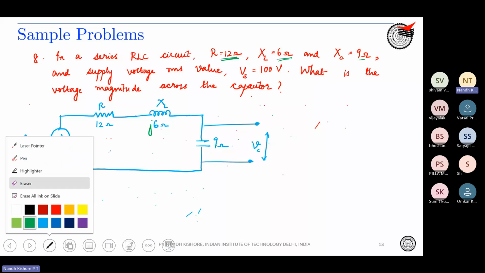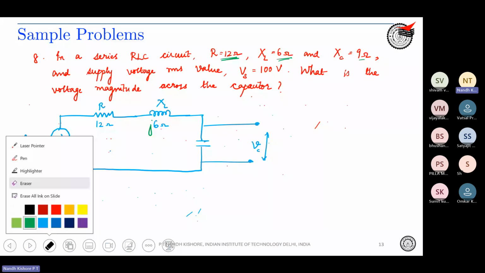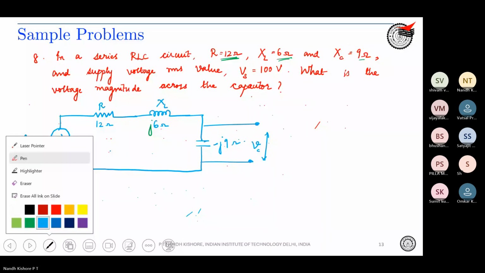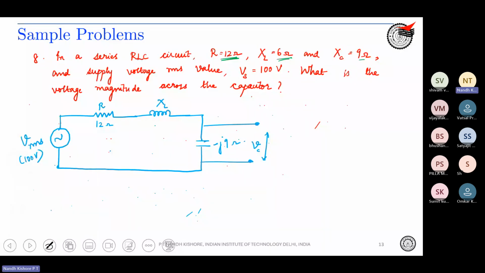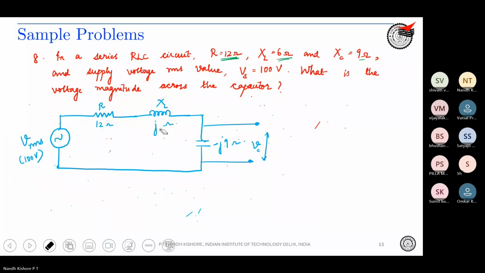And XC will be what? XC will be minus j9 ohms. Agree? Always you should make this distinction clear. Okay, this should be j6, and this should be minus j9. Okay, always have this distinction, right?